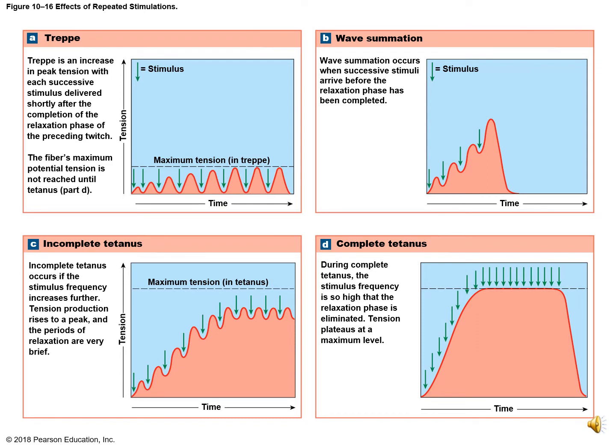Okay. If wave summation continues, it will reach what's called incomplete tetanus. Incomplete tetanus is going to be the maximum amount of tension you can reach when you still have some degree of relaxation phase occurring. And so it's going to go up and down in hills. You get hit, you rise, then you go down a little bit, then you rise, then you go down a little bit. Your wave summation and incomplete tetanus will result in the tension being about 4 times as much as we had accomplished in treppe.